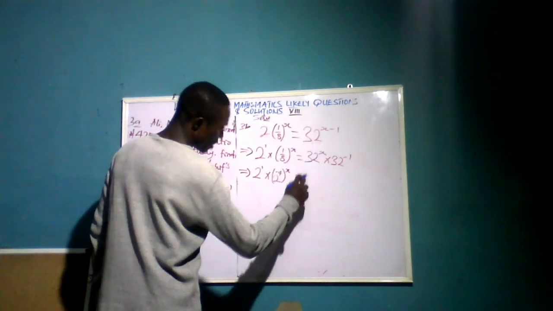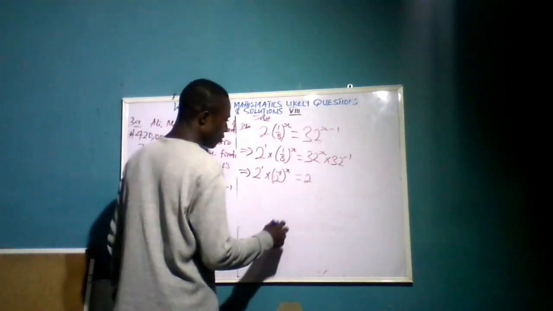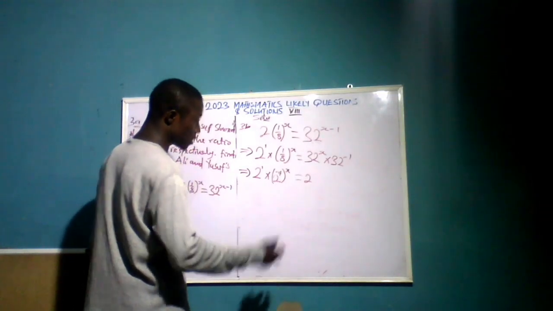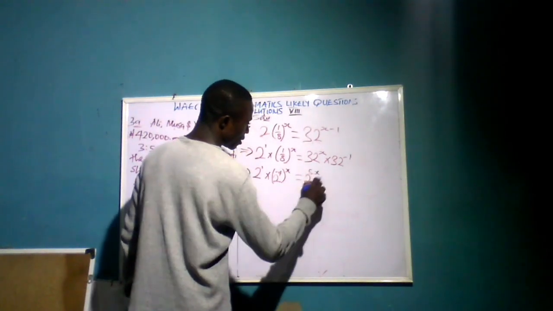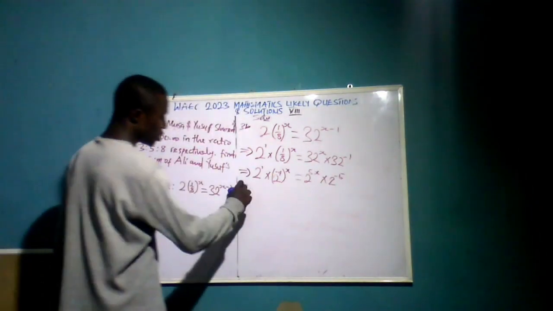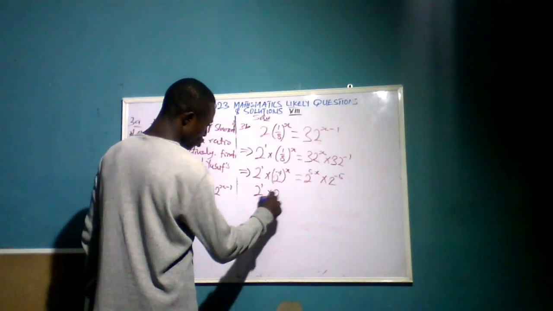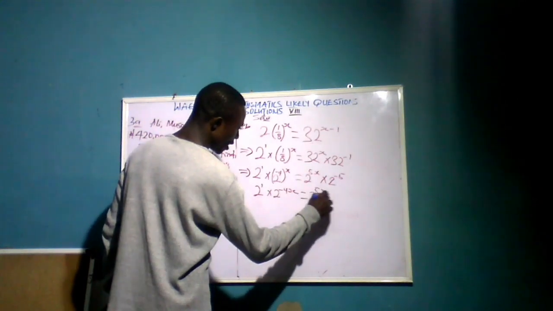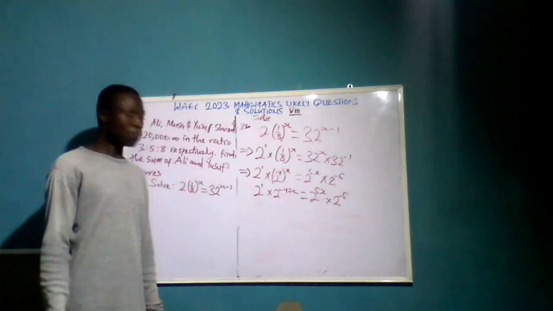Then we have 32, which can still be expressed as 2 raised to power 5. You know that 2 times 2 will be 4, times 2 will be 8, times 2 will be 16, times 2 will be 32. So 2 raised to power 5. Then the power x, also 2 raised to power minus 5. Okay? And this is the same thing as 2 raised to power 1 times 2 raised to power minus 4x equal to 2 raised to power 5x times 2 raised to power minus 5. Okay?